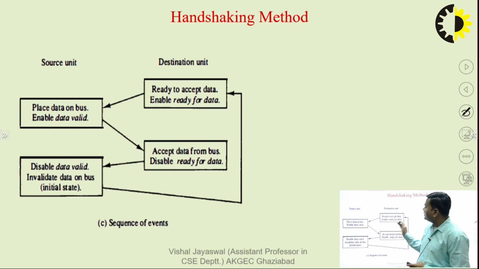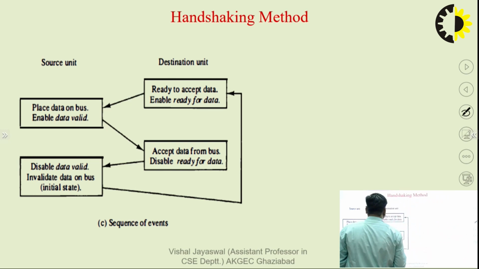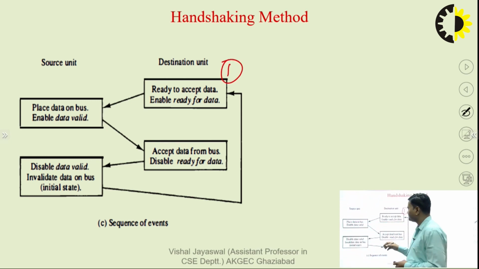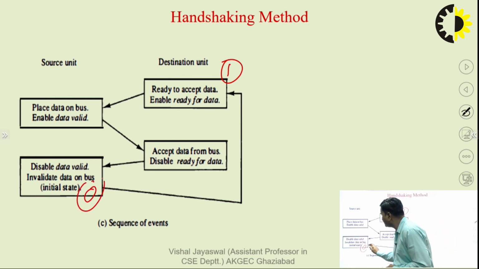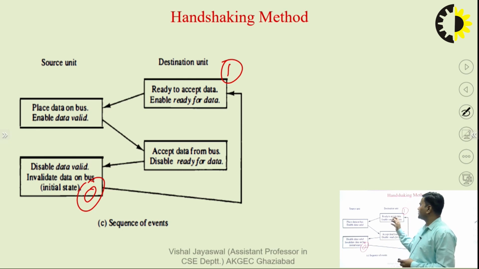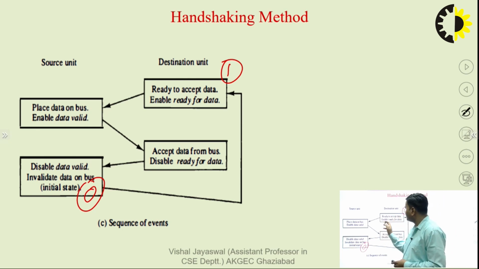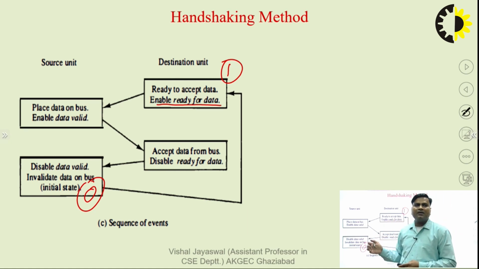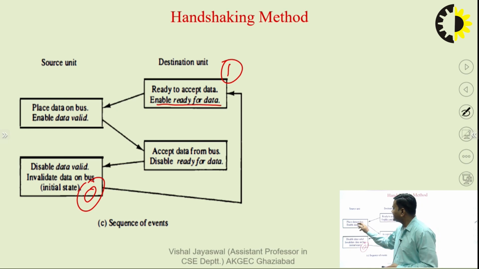This method is for the destination initiated case. Here, we can see that the process starts from this 0 state, and this is the 1 state. The process starts from this: ready to accept data, enable ready for data. The destination first enables the ready for data line to the source, and when the source sees the enabled ready for data, then the source places the data on the data bus and enables the data valid line.